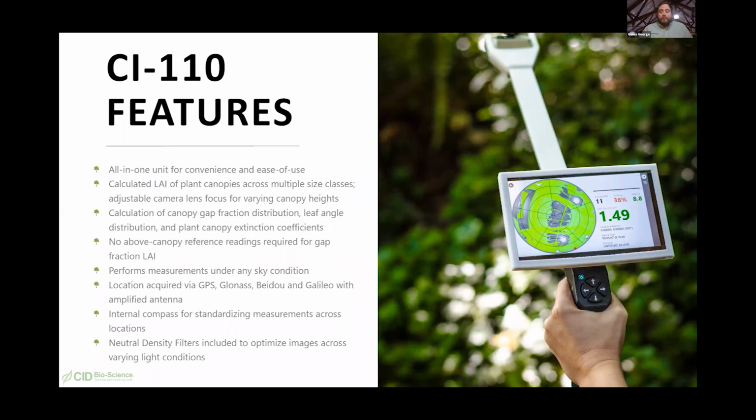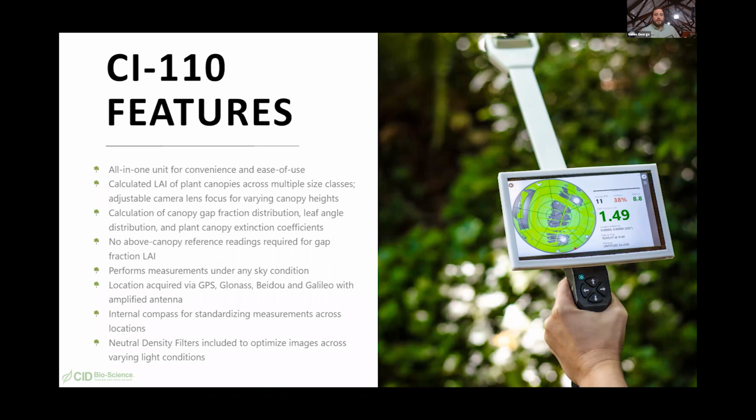So some features of the instrument, as I've already said, I think the number one feature that most people find useful is that this is a convenient all-in-one unit. It's easy to use. And I can actually show it to you here really quick. I can pull it out. And this is, if you can see, the CI 110 plant canopy imager. And it is a really easy ergonomic design.